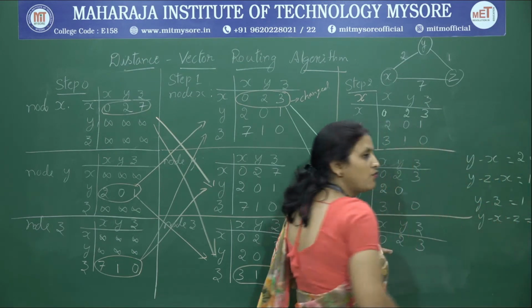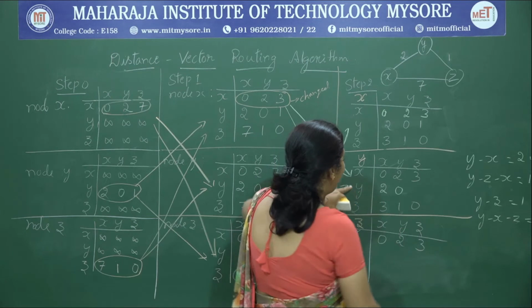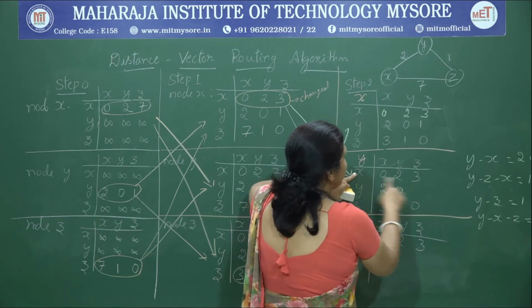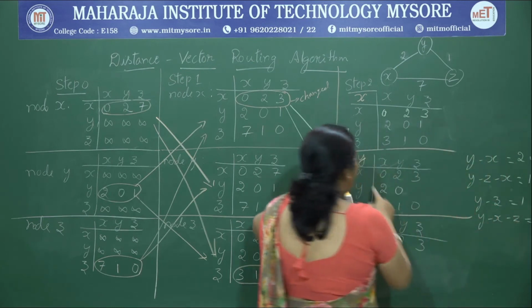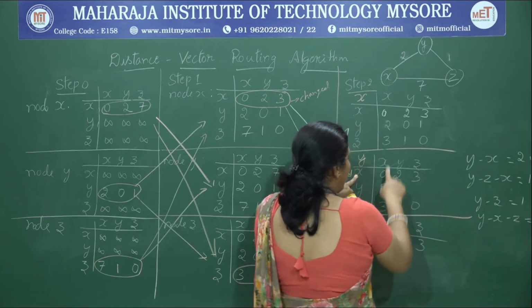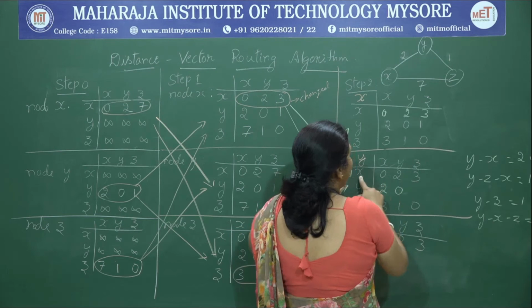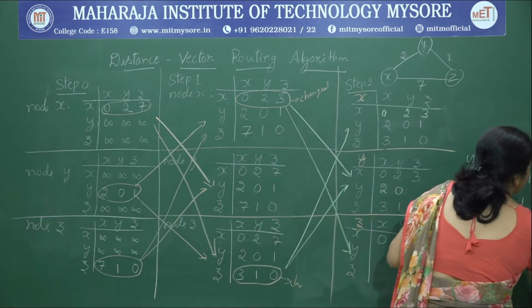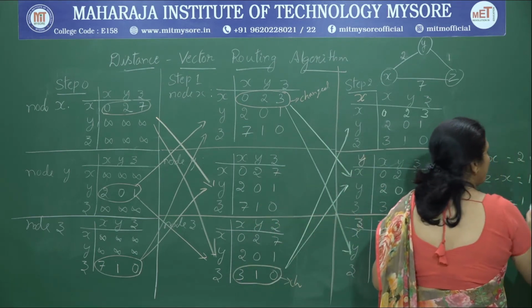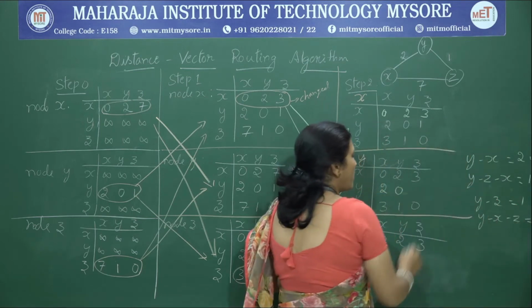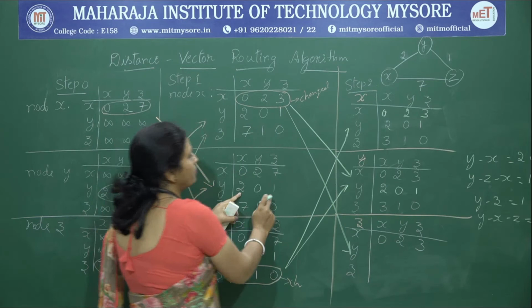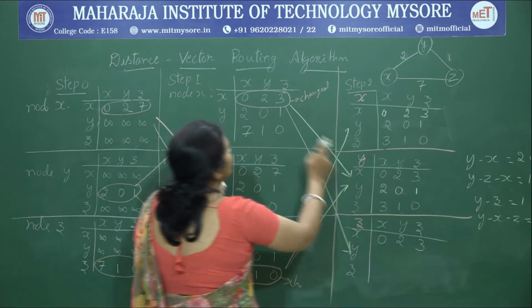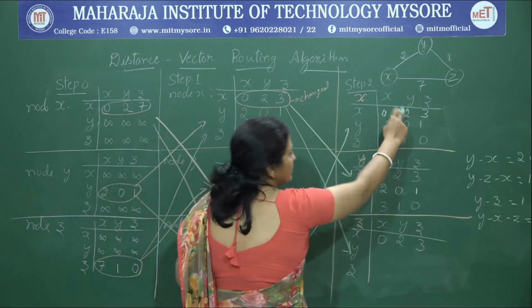So, what is the value of y to x? From y to x we have 2. From x to z it is 3. So, it is 5. So, which is the minimum? This is the minimum among them. So, this remains same. The distance vector for y also remains same. Distance vector for x also remains same.